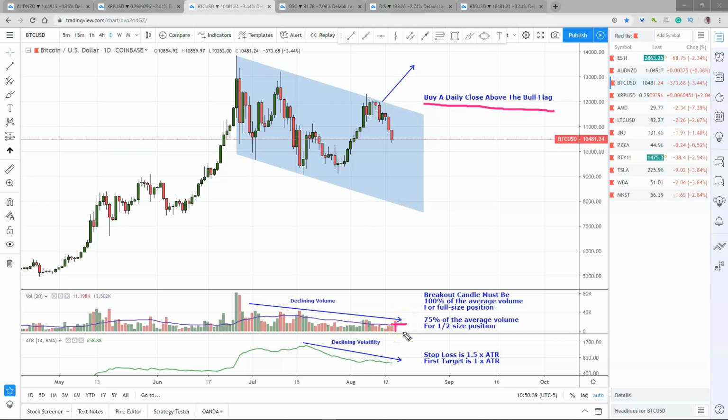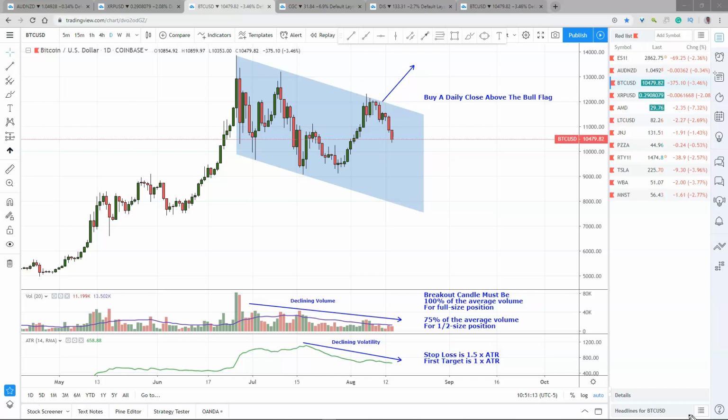If you've got at least 75% of the average volume, you can open a half-size position to reduce risk. You can calculate that by taking the volume number, divide it by the volume average number, and you should get 0.75. And that would be 75% of the average volume. If you don't get that number, don't enter the trade. It's as simple as that. Stand aside and watch it happen.